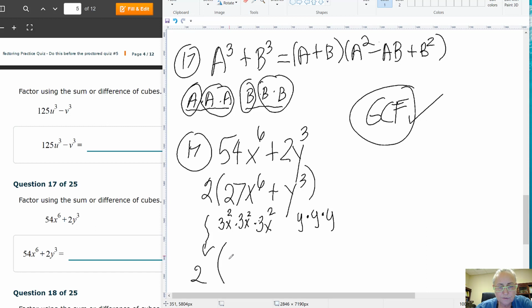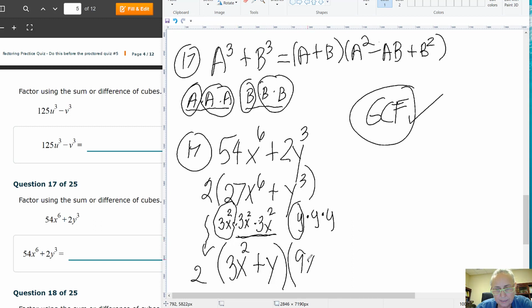So I take one of each, 3x squared, same sign, and y. So I use this 3x squared and this y, and I put them with the same sign. Now I'm going to multiply these two. That's a squared. So 3 times 3, 9, x to the 4th, because x squared times x squared. And now I need to write the opposite sign. Plus, opposite is minus.